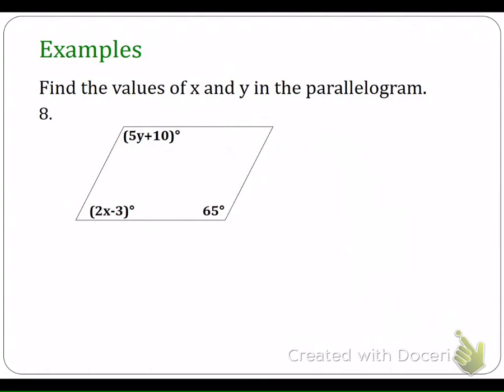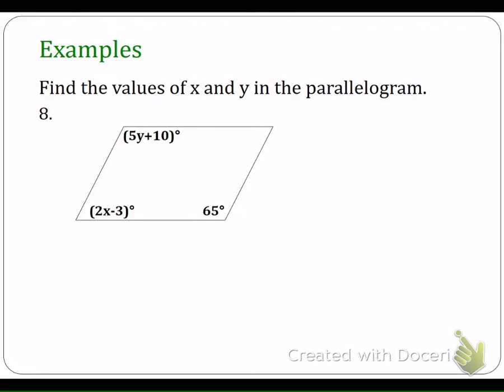All right, same directions. We're finding x, we're finding y, but now we're looking at angles. We know a few different things about the angles. What do I know first? They're supplementary. What equals 180? x and y.